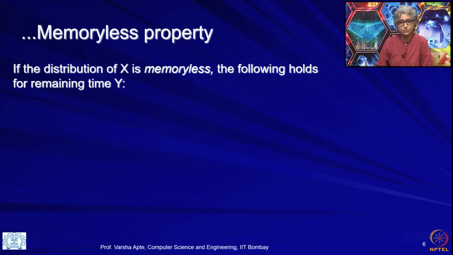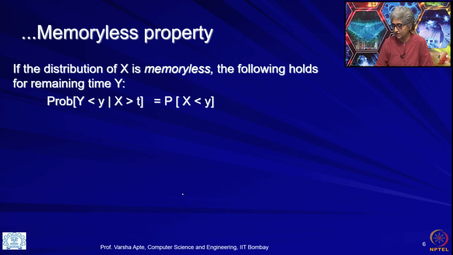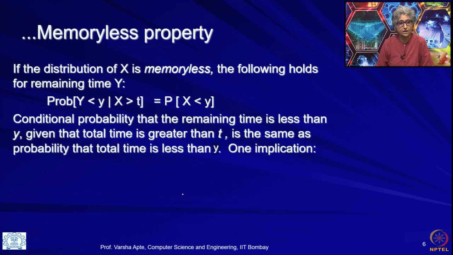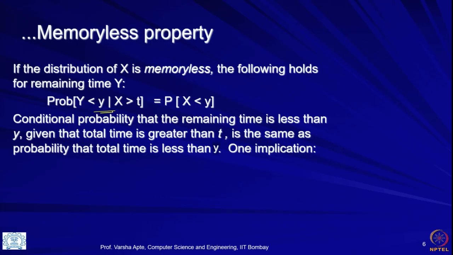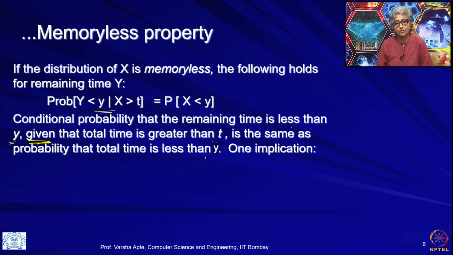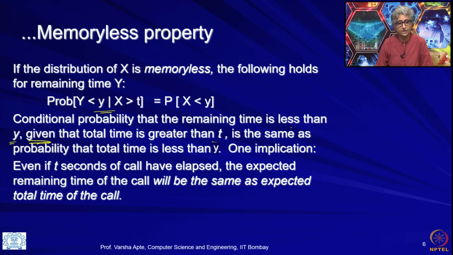Again, I am going to state these things. The probability that y is less than y given x greater than t is equal to the probability that x is less than y. Put more formally, the conditional probability that the remaining time is less than y given that the total time is greater than t is the same as the probability that total time is less than y. So one implication is that even if t seconds of the call have elapsed, the expected remaining time of the call will be the same as the expected total time of the call.